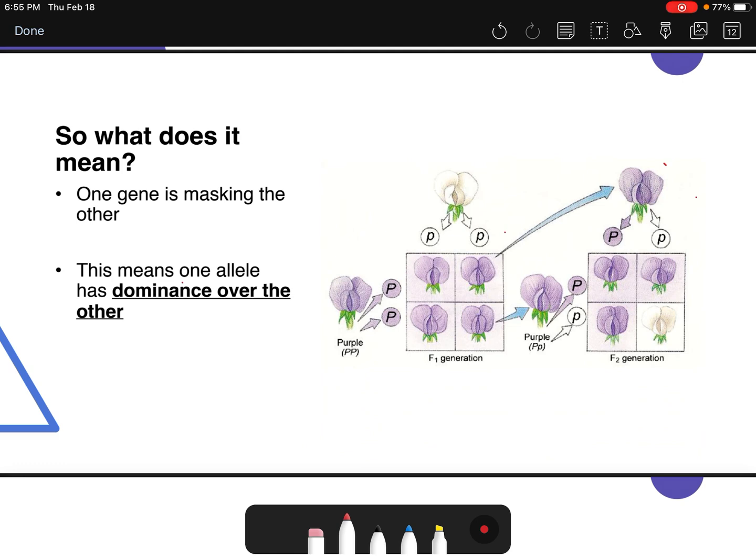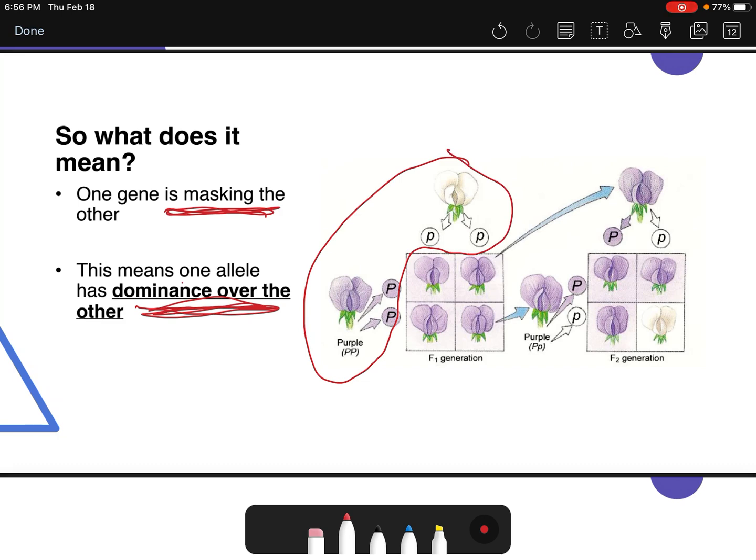Okay, and what does that mean? So it means that one gene is going to mask the other, which just proves that one allele has dominance over the other allele, because this white was not being expressed at all in that initial cross. So what we call these 2 that were used right away, we call that the parental generation.